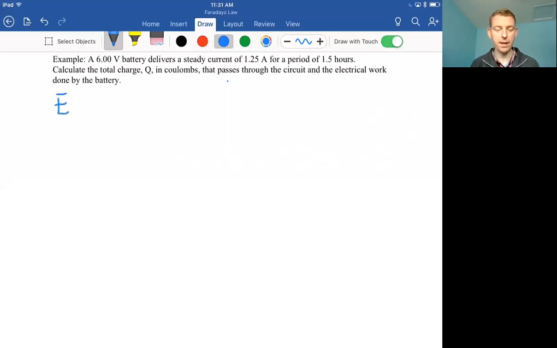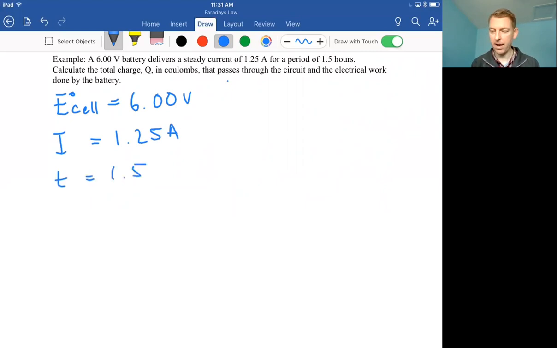Okay, so first we have the cell potential is just given for us at 6 volts. A 6-volt battery means a potential of 6 volts on the cell. The current that has flown is 1.25 amperes. Time gives us 1.5 hours. And we're just going to multiply that by 3,600 seconds per hour to get the amount in seconds, since we want to keep it all in the standard units.